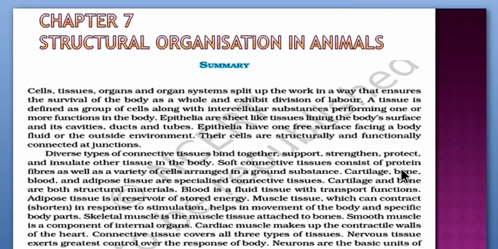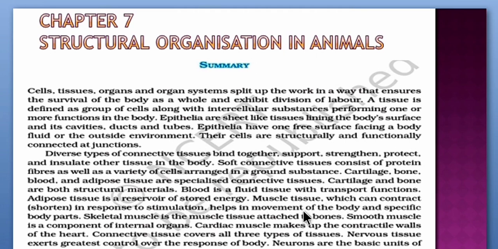Soft connective tissues consist of protein fibers as well as a variety of cells arranged in a ground substance. Cartilage, bone, blood, and adipose tissue are specialized connective tissues. Cartilage and bone are both structural materials. Blood is a fluid tissue with transport functions. Adipose tissue is a reservoir of stored energy.